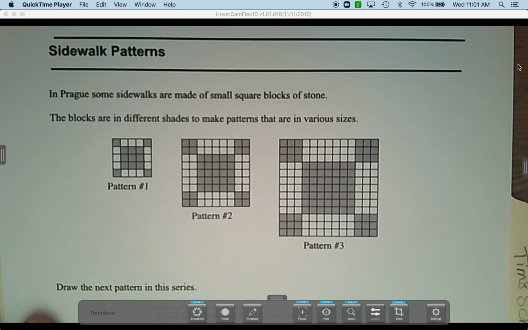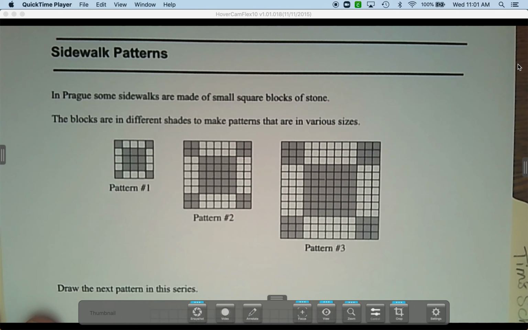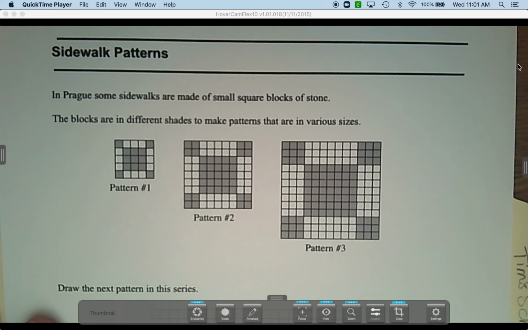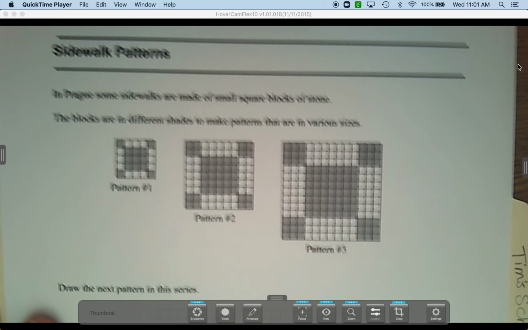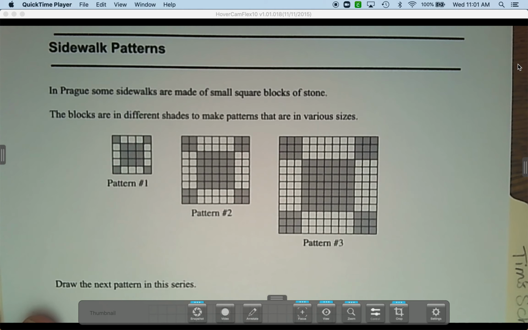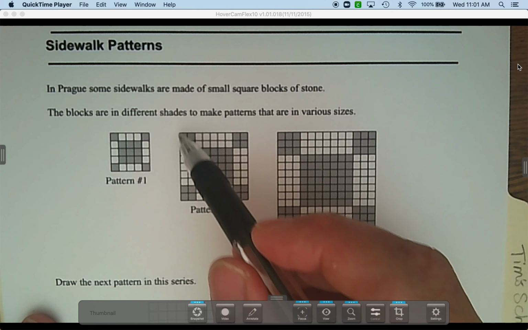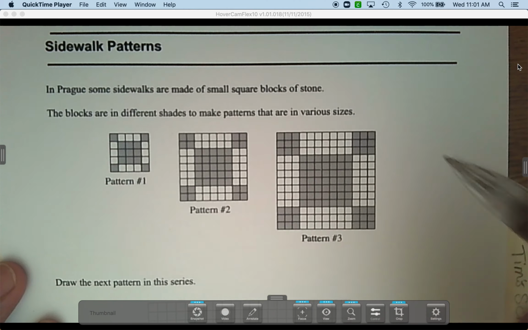So this task is on sidewalk patterns. In Prague, which is in Czech Republic, beautiful city, some sidewalks... are you thinking, how do I know? When I was, what was it? 19. That was a long time ago when I was 19 years old. Sidewalks are made of small square blocks of stone. The blocks are different shades to make patterns that are in various sizes.